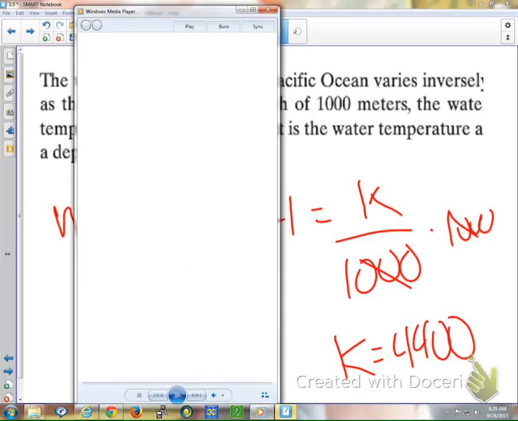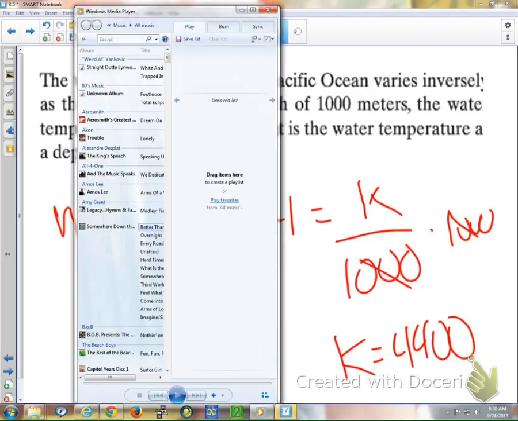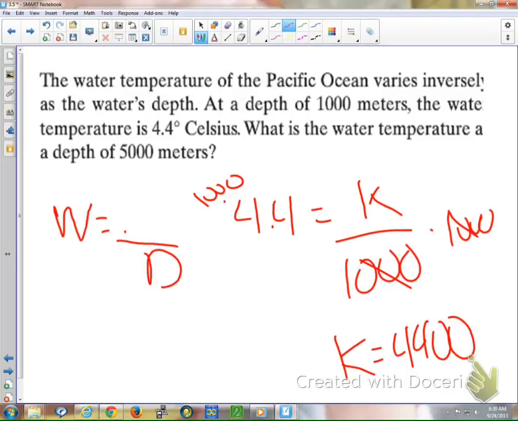Windows Media Player. As much as I would love to listen to music, not right now. Windows is like too much math.